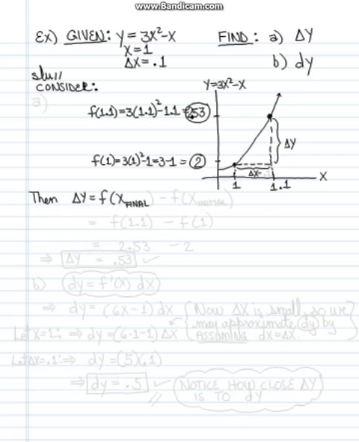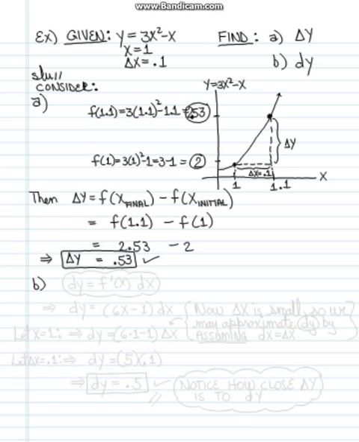Delta y is the y partner for the last x partner, which is 1.1, minus the y partner for the first x partner, which is 1. So it's f of 1.1 minus f of 1. That's 2.53 minus 2. So delta y is equal to 0.53. You could calculate that just by looking at the graph. That's part A. Let's do part B.